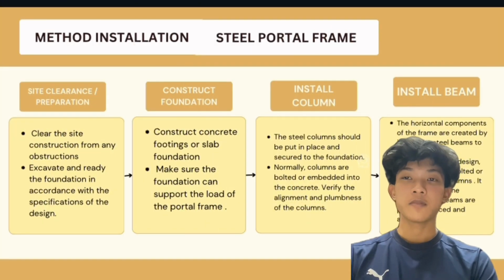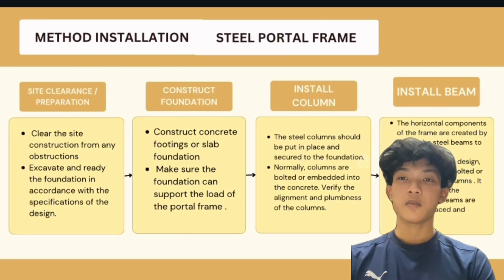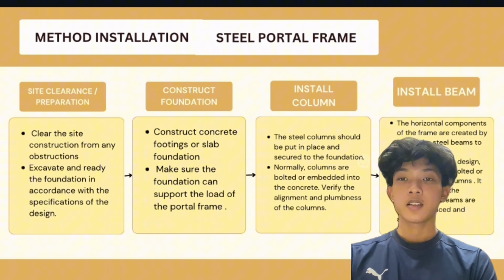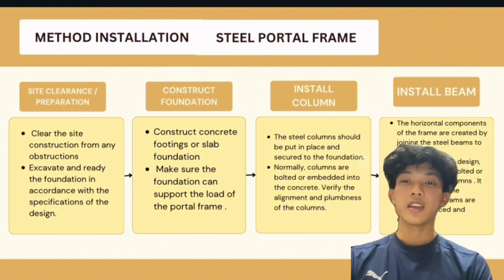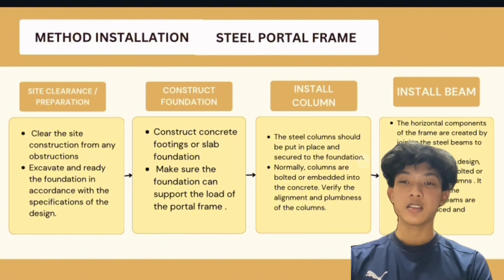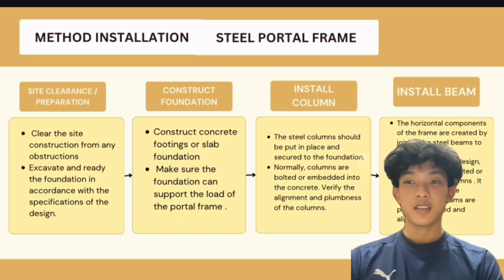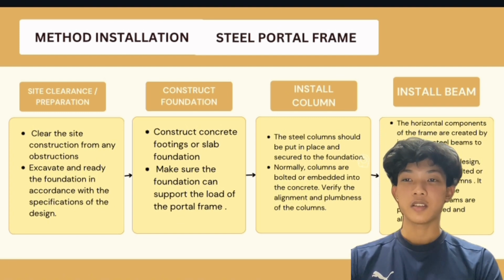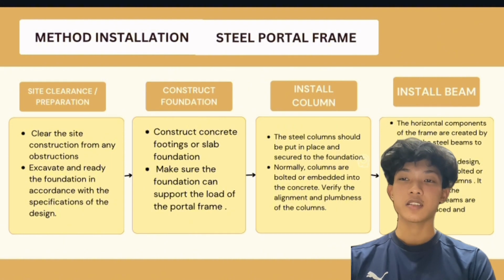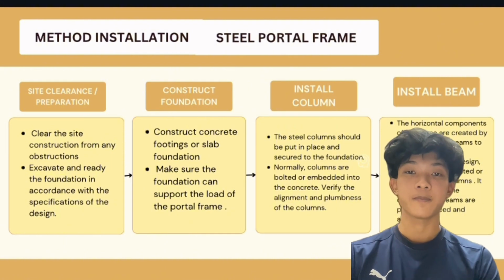My name is Muhammad Azami, and now I want to explain the method of installation of steel portal frame. First, we do a site clearance. We clear the construction site of any obstruction. We excavate and ready the foundation in accordance with the specification of the design. And next, we construct the foundation. We construct concrete footings or slab foundation and make sure the foundation can support the load of the portal frame.